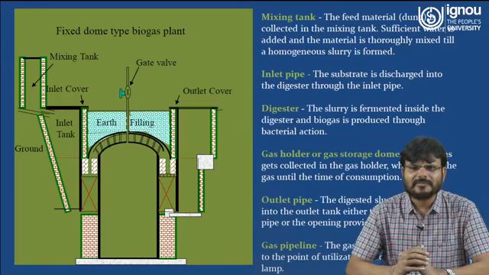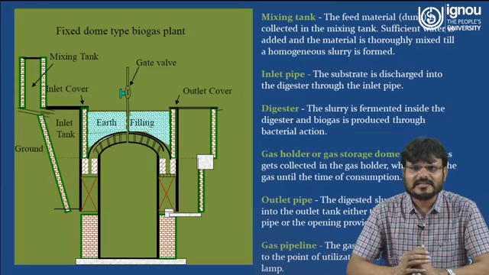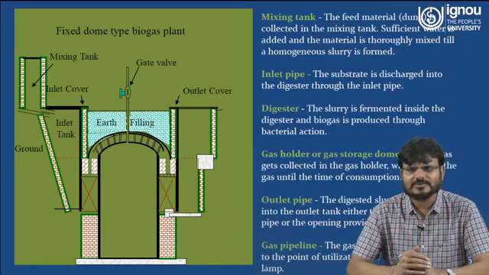In the inlet pipe, the substrate is discharged into the digester through the inlet pipe. In the digester, the slurry is fermented and biogas is produced through bacterial action. In the gas holder or gas storage dome, what happens? The biogas is collected in the gas holder, which holds the gas until the time of consumption. The outlet pipe is used so that digested slurry is discharged into the outlet tank either through the outlet pipe or the opening provided in the digester. The gas pipeline carries the gas to the point of utilization such as a stove or a lamp.